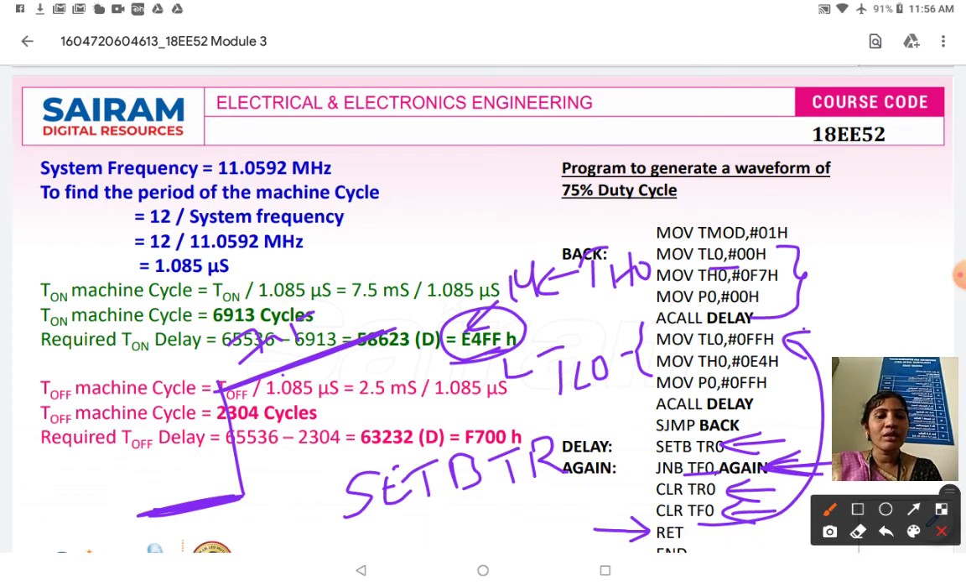After loading the timer register, then move P0 with #0FF. Why? Because I need to go for a higher value. Then ACALL delay. After calling the delay, you need to start your timer run bit. Then check your timer flag. Run until the timer flag is set. Once the flag is set, clear your timer run bit and timer flag, then return to your main program. This is how you need to generate your time delay program using your timer function.